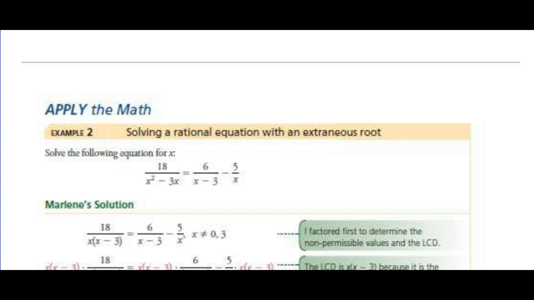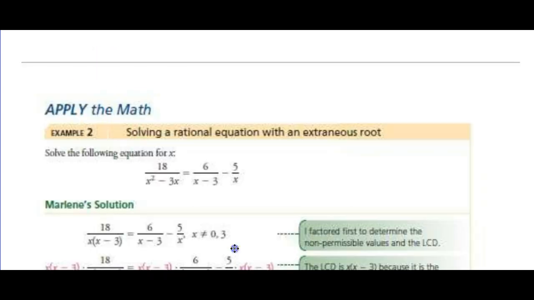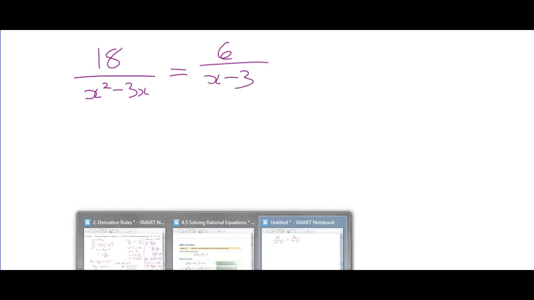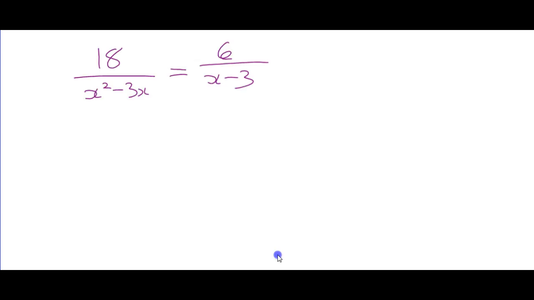Okay, next one. Solve a rational equation with an extraneous root. Okay, so we got 18 over x squared minus 3x is equal to 6 over x minus 3, short-term memory, very poor, minus 5 over x.